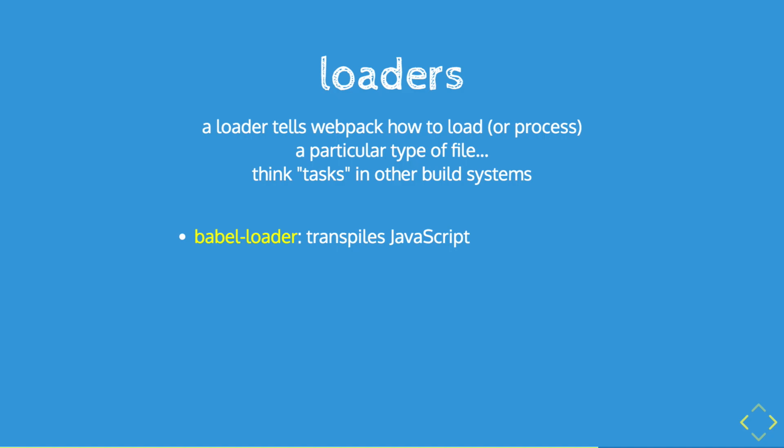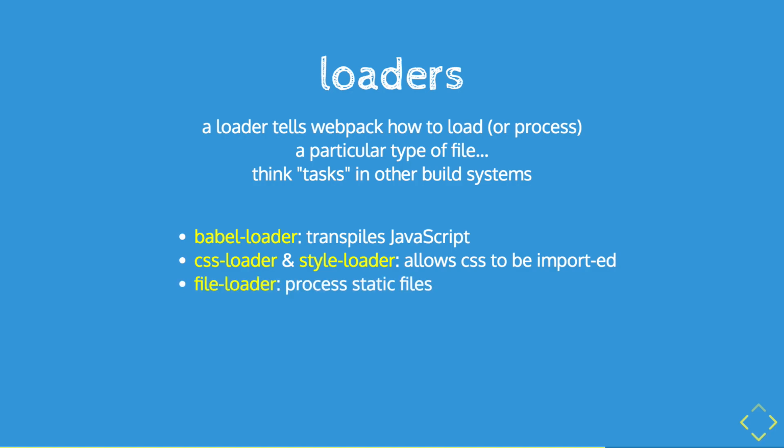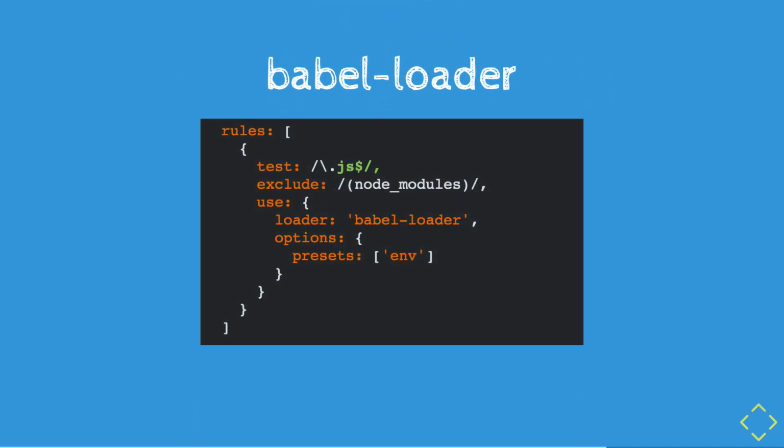I'm trying to read the config. So Babel loader transpiles JavaScript, a CSS loader, and a style loader, which allows CSS to be imported. A file loader, which tells Webpack how to process the static files. And on the next two slides, we're going to look at some example configs. Okay, let's do that now.